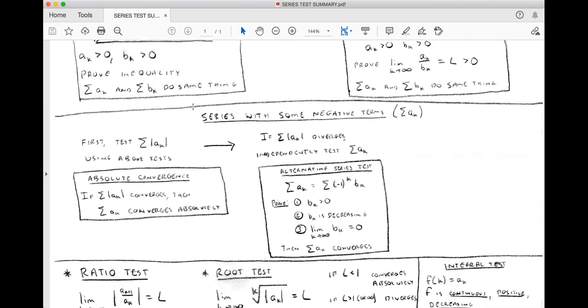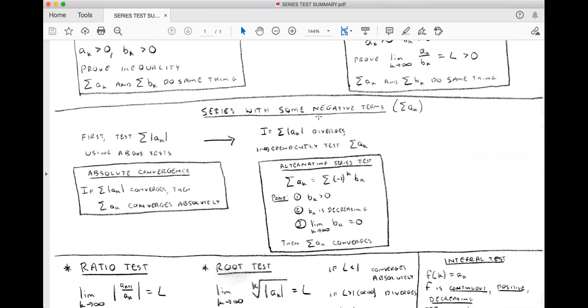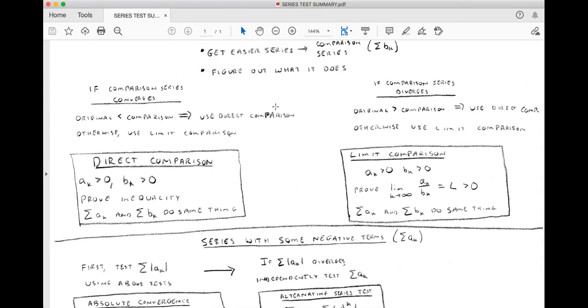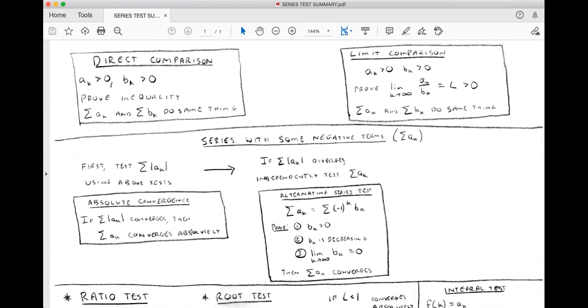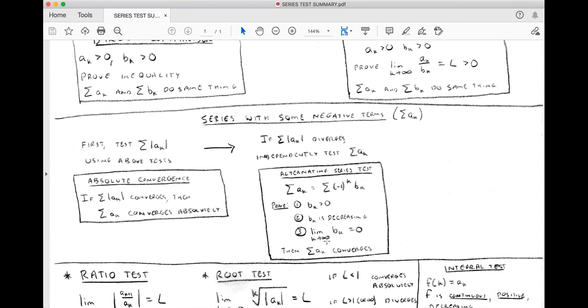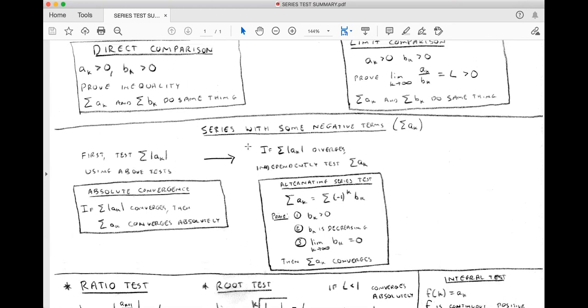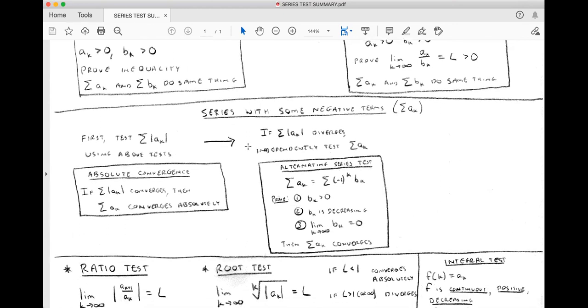And then if it is alternating, which means basically some negative terms, then you first test the absolute value. So you take the absolute value and you do the comparison tests, figure out what that does. If it converges, then the original converges absolutely. If it doesn't, then as long as the sequence went to 0 and it's decreasing, which is going to be the case in almost every situation, it's going to converge conditionally by the alternating series test. And so this is the general format of most of the proofs.